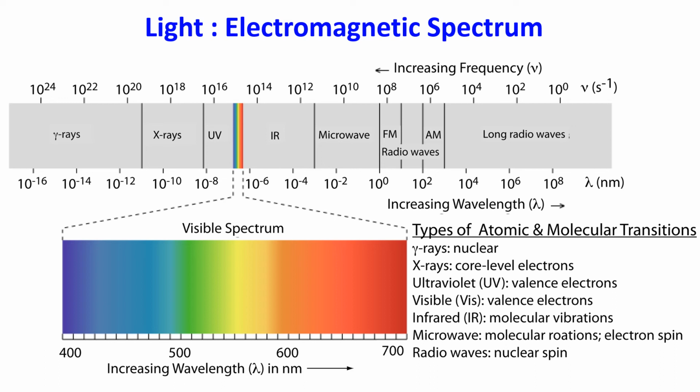There are short wavelength radio waves which we use as radio frequencies for listening to radios and so on. This is FM and AM type of waves which are shown here.